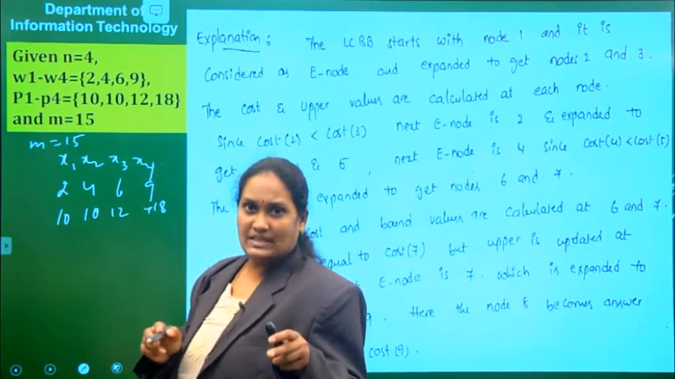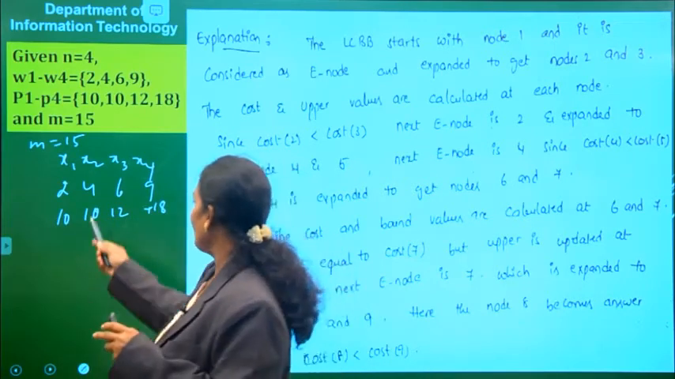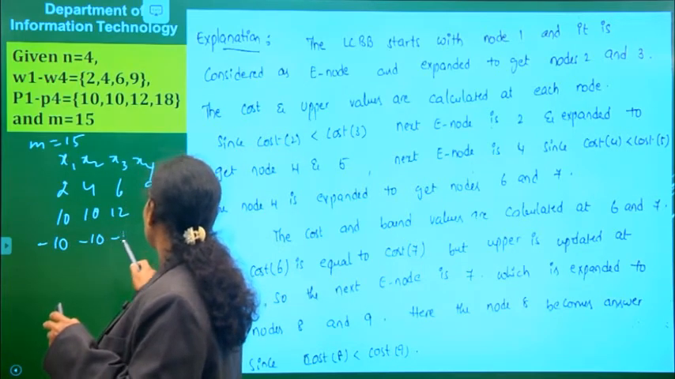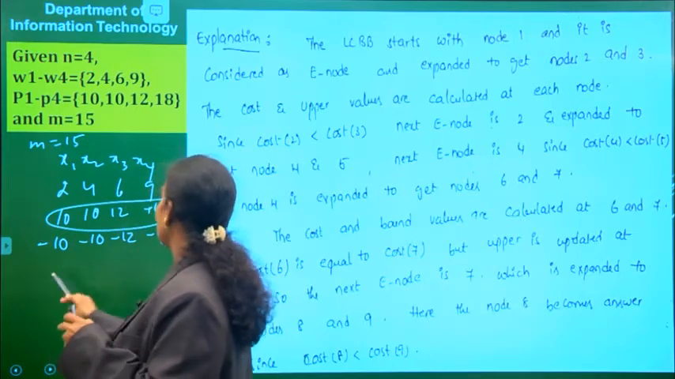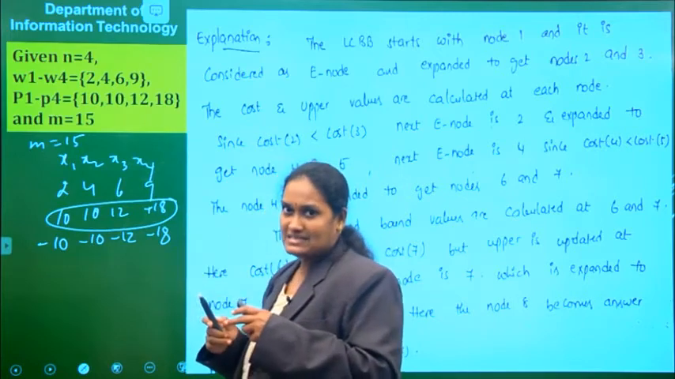Now we need to convert this problem into a minimization problem. How to convert this problem into a minimization problem? By taking profits as negative. Here I am taking all profit values as negative, that is, minus 10, minus 10, minus 12 and minus 18.